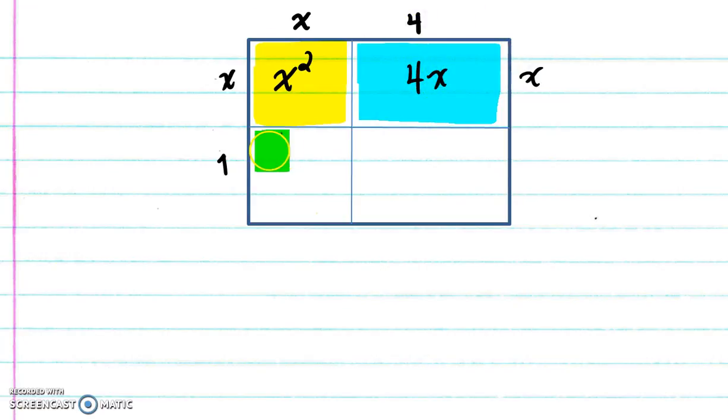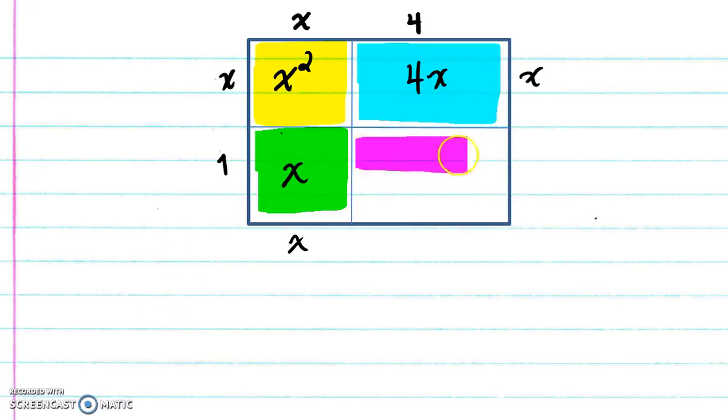And then let's find the area of this green rectangle. If this is x, then this down here also is x. 1 times x makes the area of that rectangle x. And then lastly, this rectangle down here is going to be 4 by 1. So 4 times 1 is 4. So that's the area of each colored section.